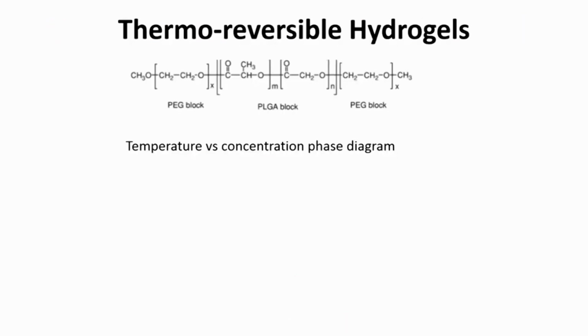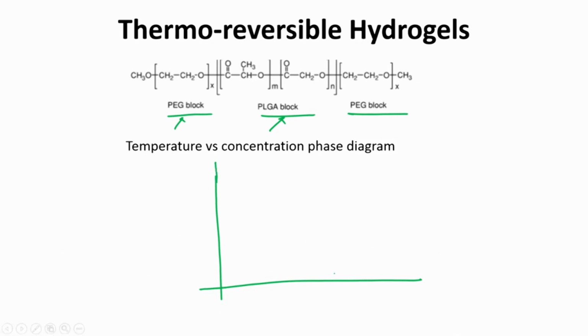So, here is an example, this is a PEG block, here is a PLGA block, here is a PEG block again. So, this is a PEG, PLGA, PEG copolymer, and in this case you will find that this will again act as a sol gel because it has both the hydrophilic and the hydrophobic component. And if I have to draw a temperature versus the concentration phase diagram of this polymer, so when I say phase diagram, I am saying phase diagram between the sol and the gel phase. So, solution and gelation.